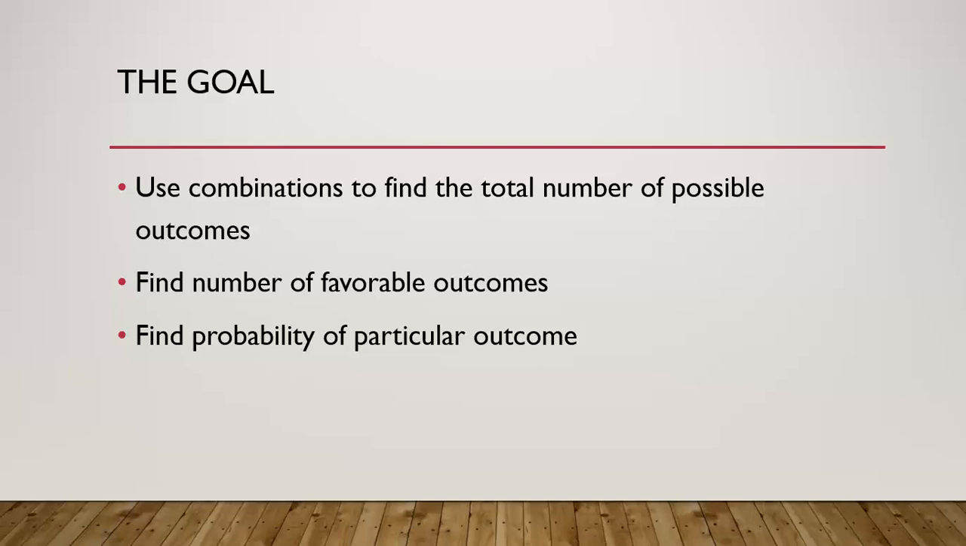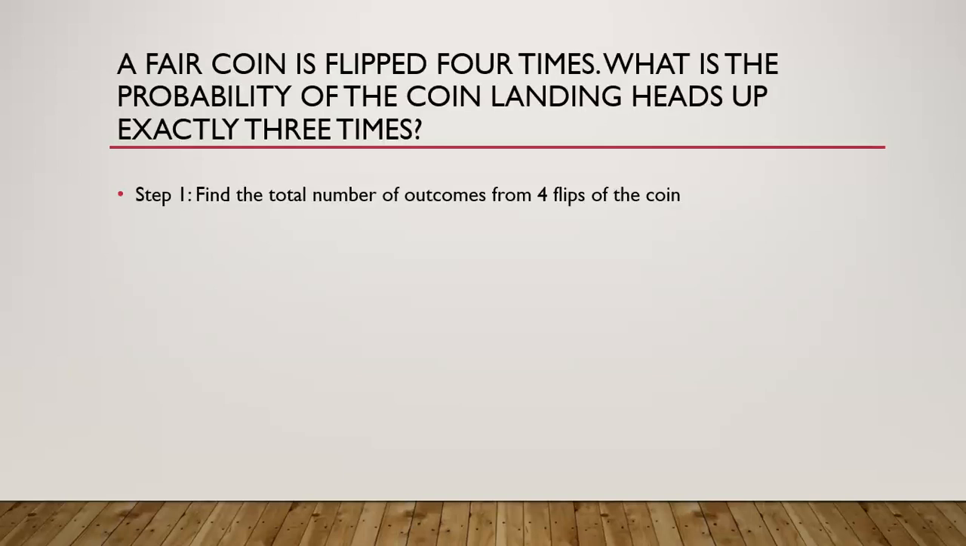Let's look at a couple examples. A fair coin is flipped 4 times. What is the probability of the coin landing heads up exactly 3 times? Our first step is to find the total number of outcomes from the 4 flips of the coin. So for example, would I have heads, heads, heads, heads, or heads, tails, tails, heads? What will those 4 flips look like?